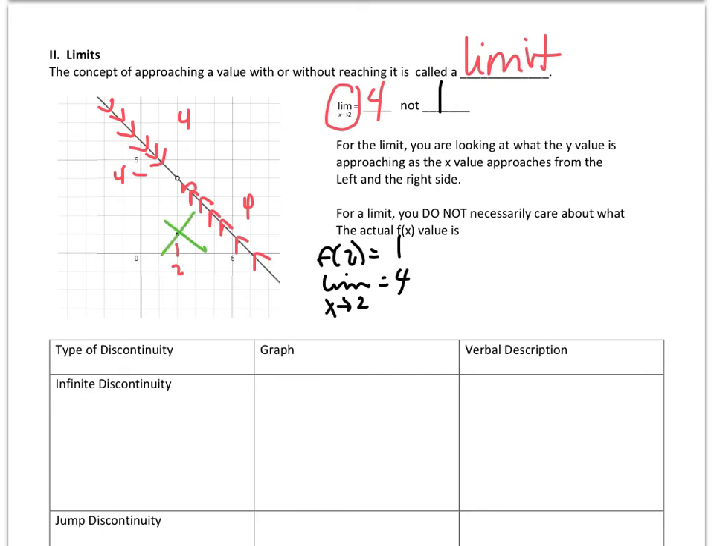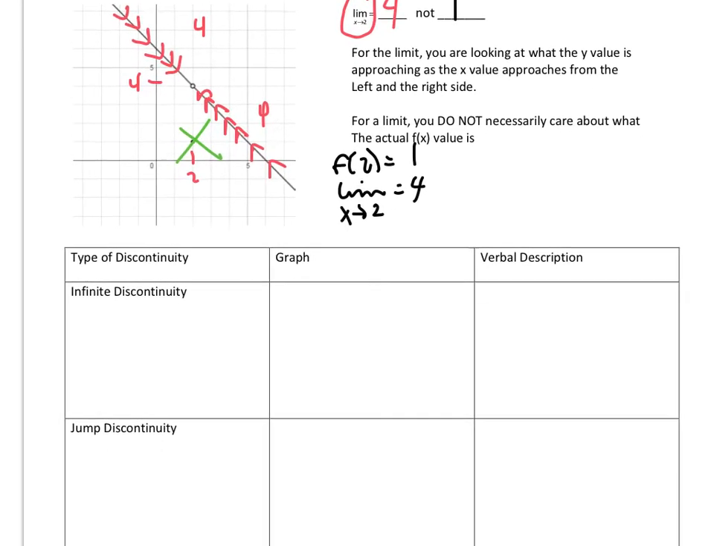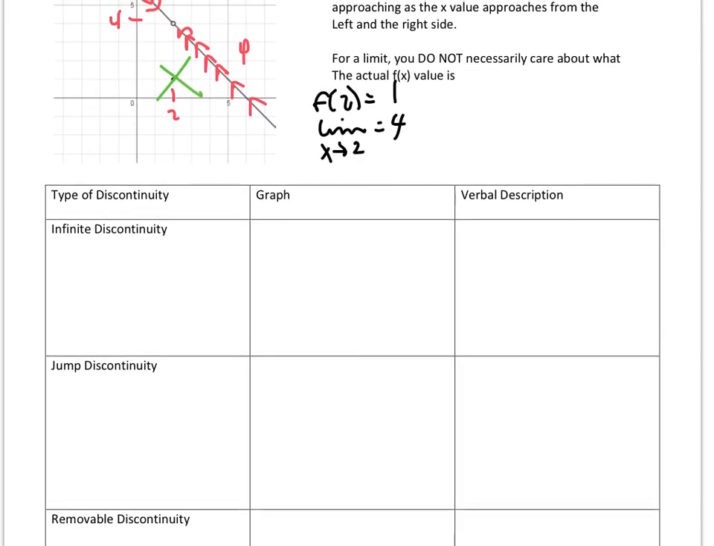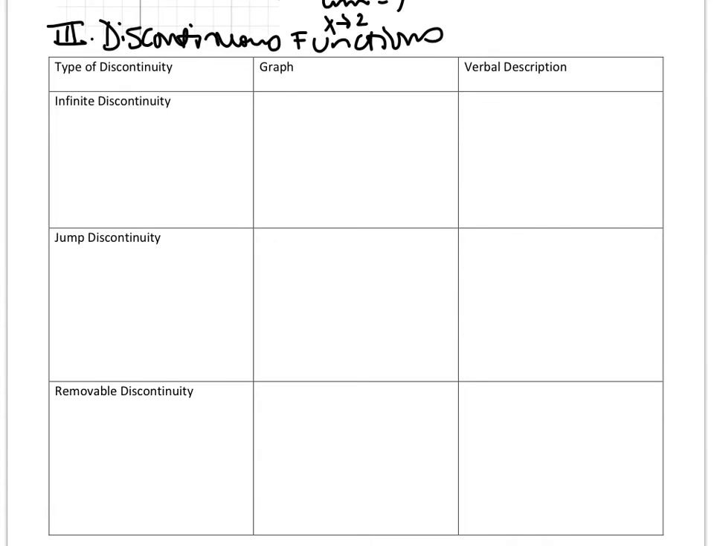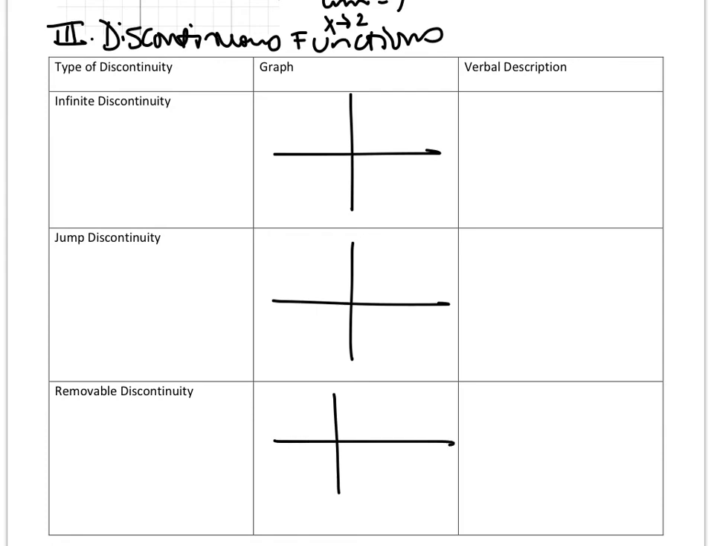Okay. Next, we're going to look at types of discontinuity. Let me move this up. There should be a 3 on here that says discontinuous functions, and I don't know why it doesn't come out on here. There are 3 types that we're going to look at. I'm going to draw a graph for each, and then we're going to look at the verbal description.